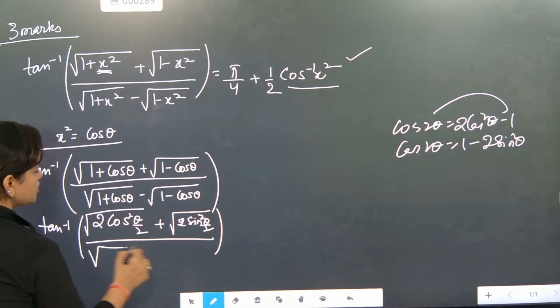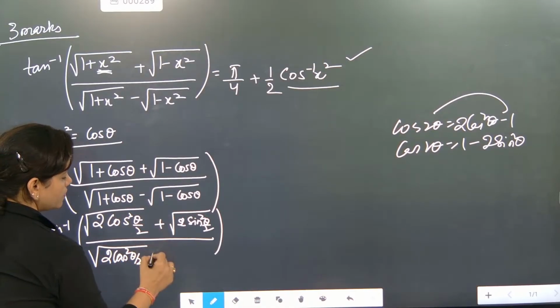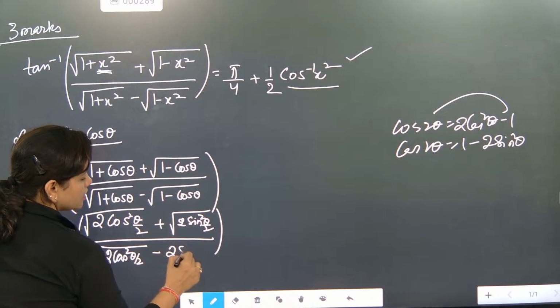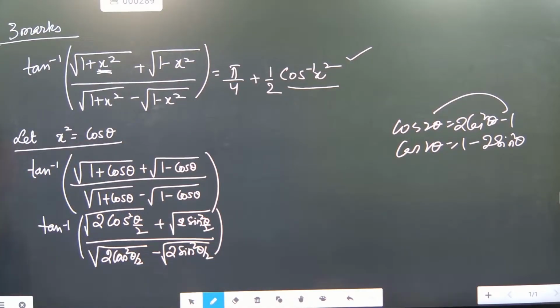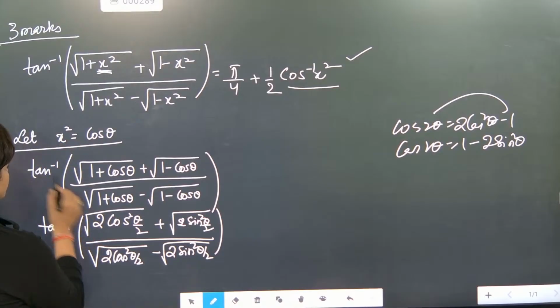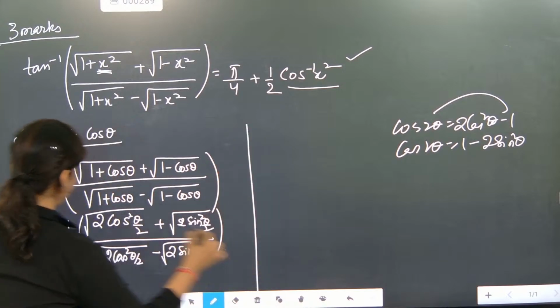Here it is coming as how much? 2 cos square theta by 2 minus 2 sin square theta by 2 under root. This is which step? First step we assumed it. This is our second step. Sorry, this is second step and this is your third step. Now we are going to our fourth step.